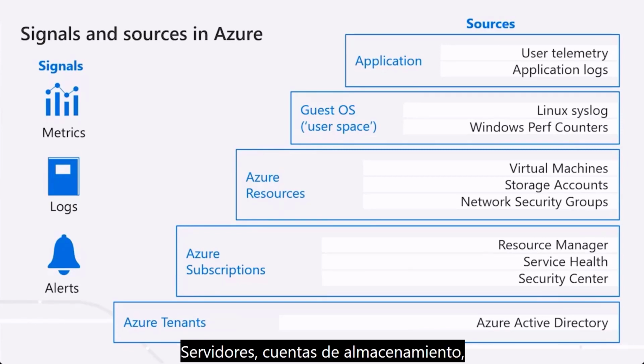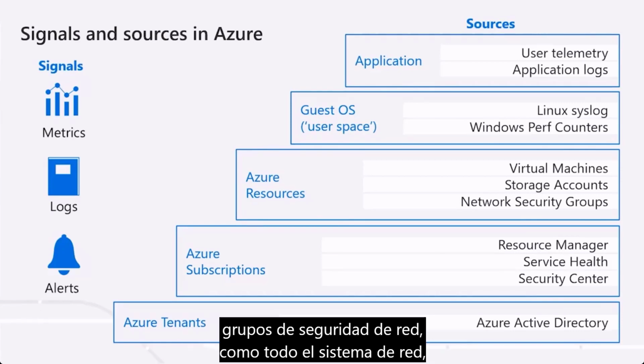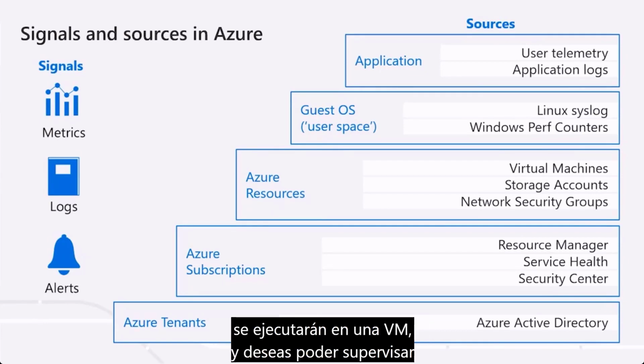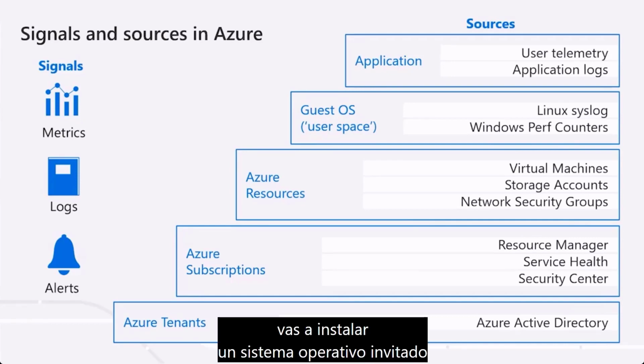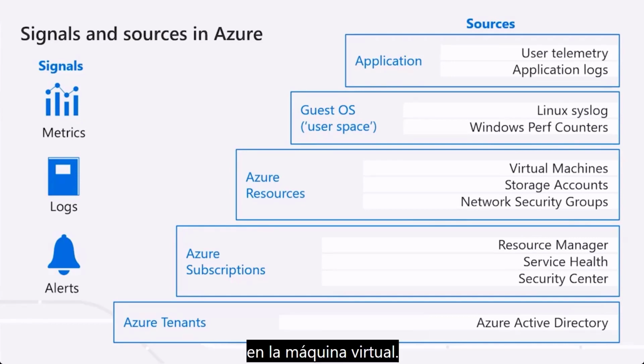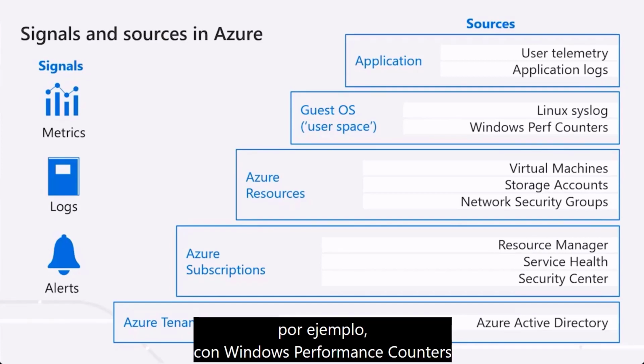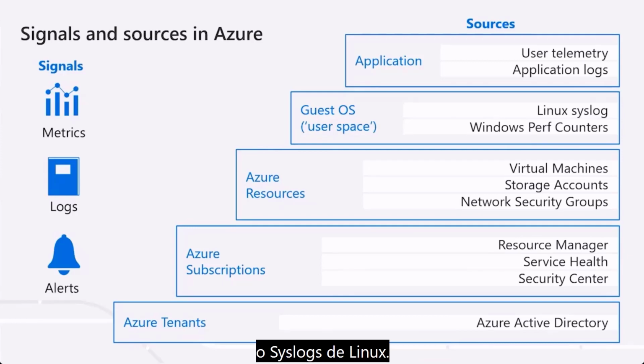So the servers, the storage accounts, the network security groups, like all the networking system, the virtual machines running on it, because even if you're using platform as a service, even serverless functions, it is going to run on a VM, and you want to be able to monitor what's going on there, all right? And then if you're running your own VM, you're going to install a guest operating system on the virtual machine. And then if it's your own VM, you have to instrument that yourself, for example, with Windows performance counters or Linux syslog, sorry.